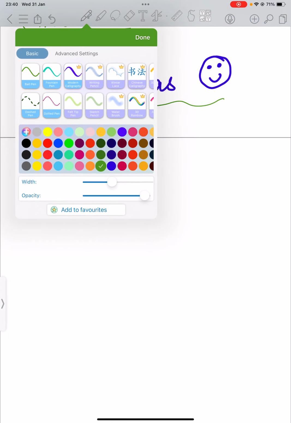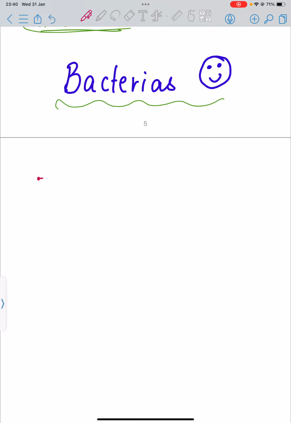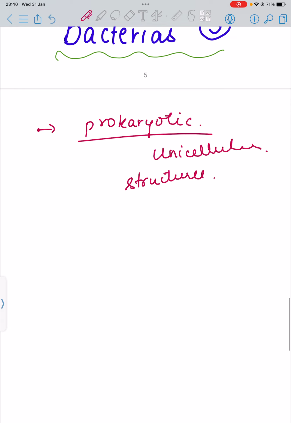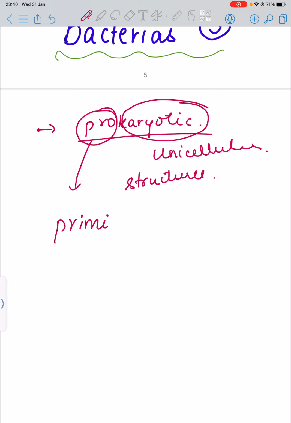So beginning with what are bacteria? Bacteria, as you all must be knowing, are prokaryotic, unicellular structures. Okay, so what are prokaryotic? Let's break it down. Prokaryotic basically means primitive. So these are cells which have a primitive nucleus.